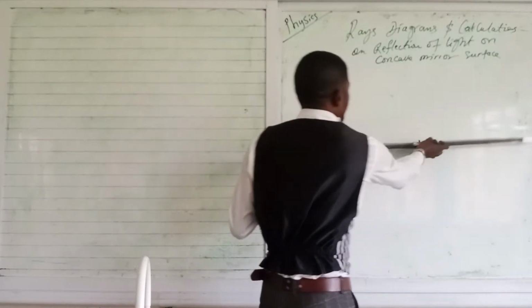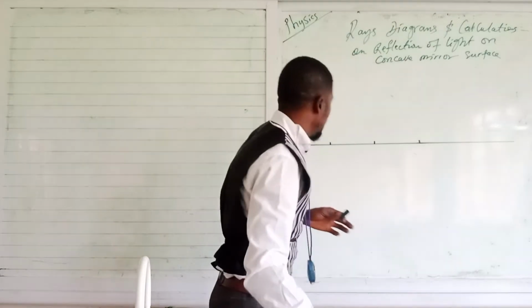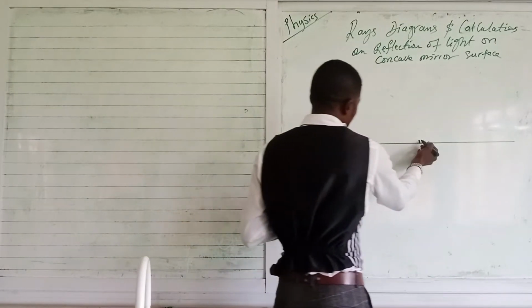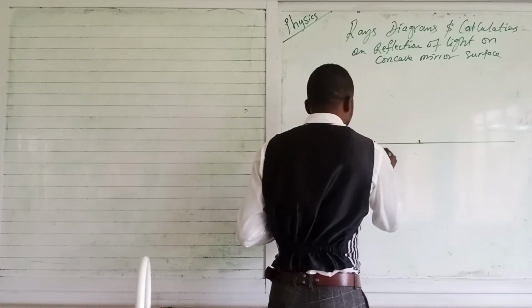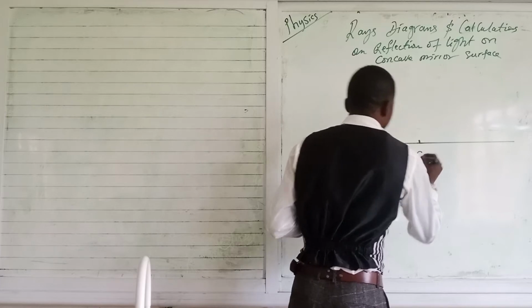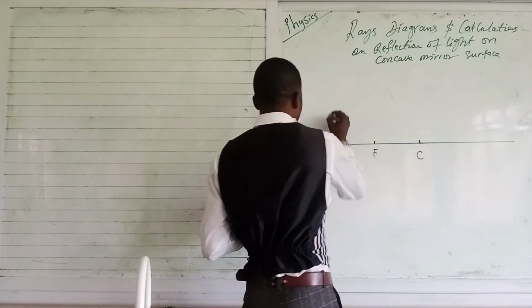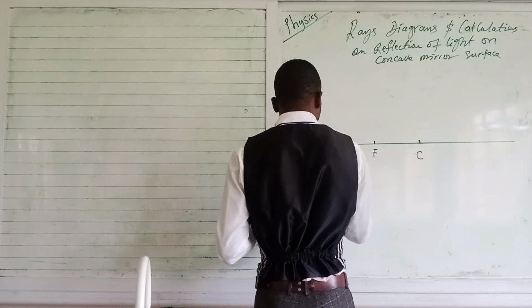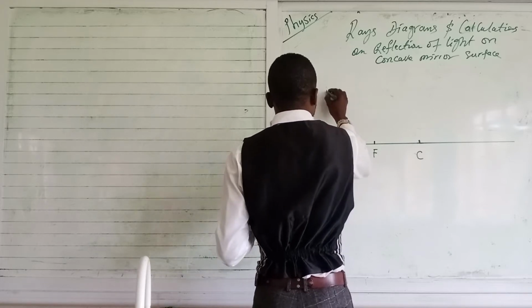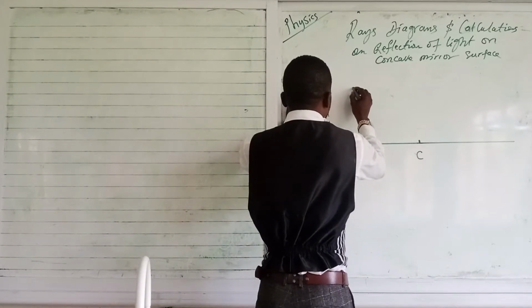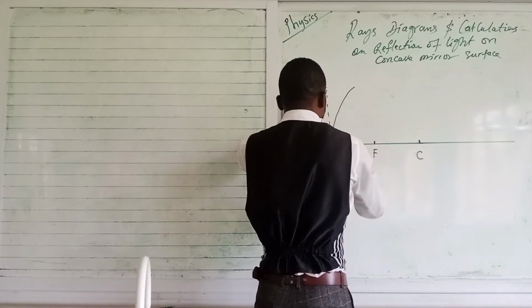So I will bring out my ruler right now. From here to here is 10, from here to here is 20, from here to here is 20. So this is my focal point, and this is my center of curvature. And so I will draw my line of symmetry here quickly. Good. And then I will draw my supposed concave mirror.